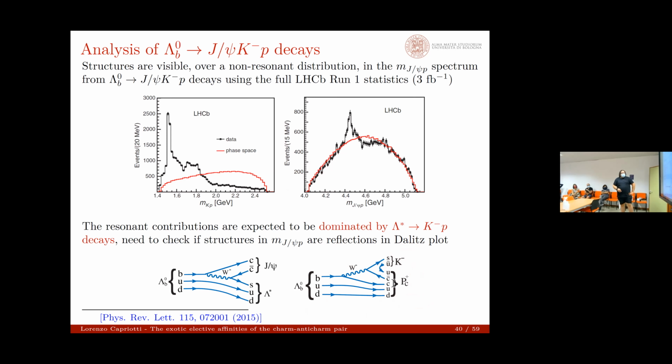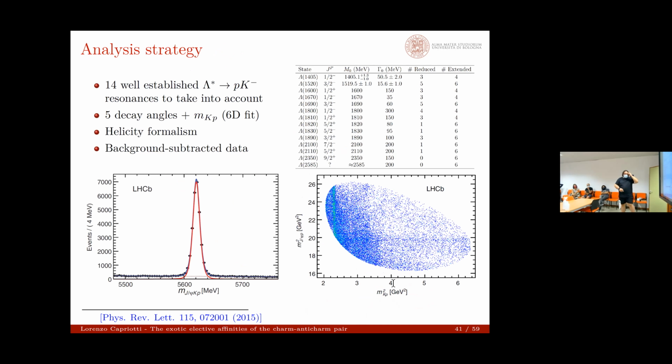So let's have a look at what we did. This is again a full amplitude fit with 14 well-established excited Lambda states decaying to pK. And there's the list of all the resonances that have been included in the fit.